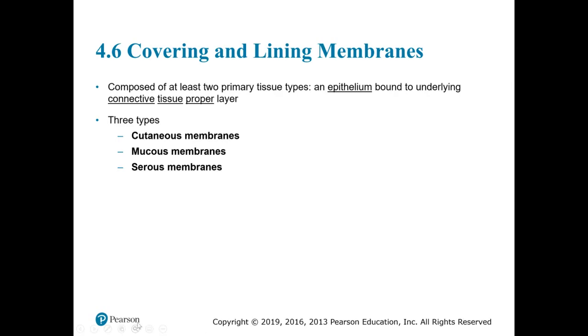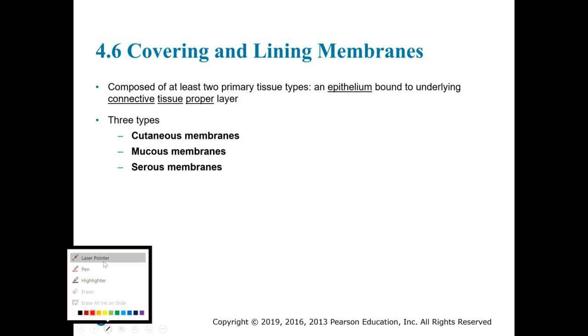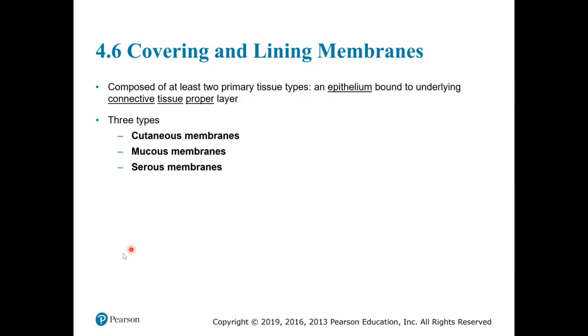So the three main types of membranes, and when we use membrane in this chapter, I know we use membrane for plasma membrane and other phospholipid bilayer membranes inside cells. And in that chapter, we use the word membrane to refer to a phospholipid bilayer. In this context, the membrane is a sheet of epithelial tissue. I understand that it's confusing, so that's why I'm trying to point that out for you.